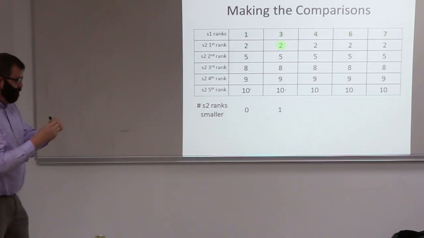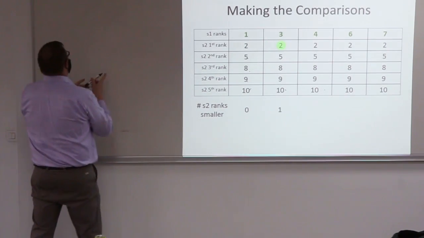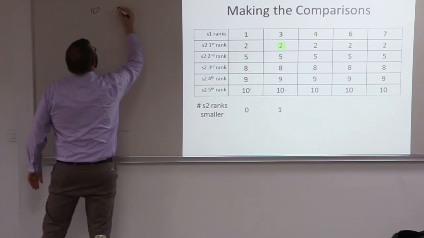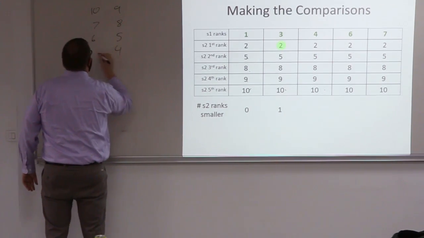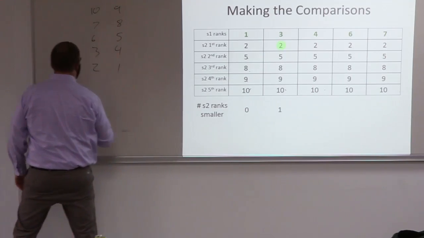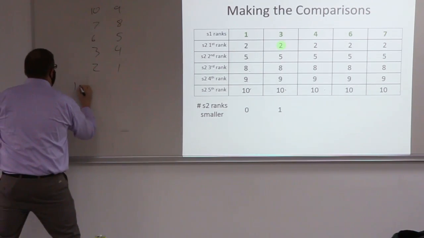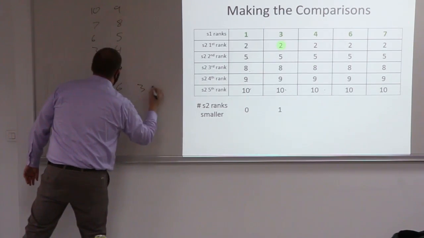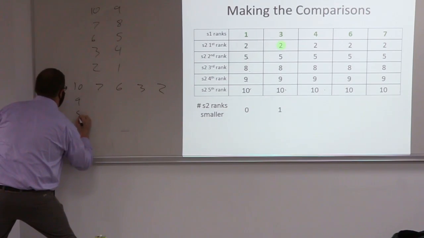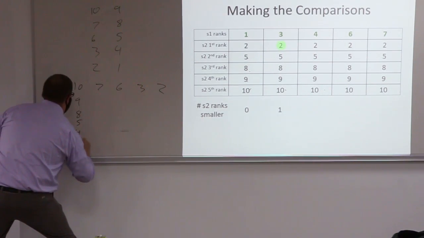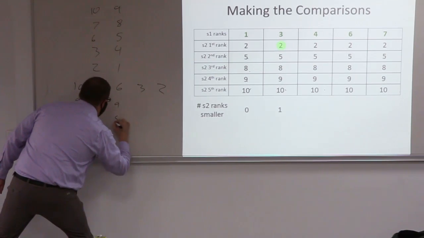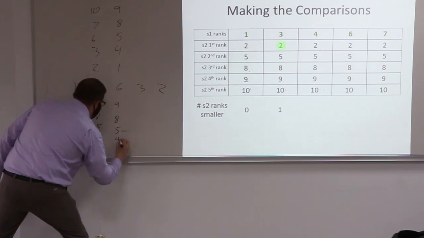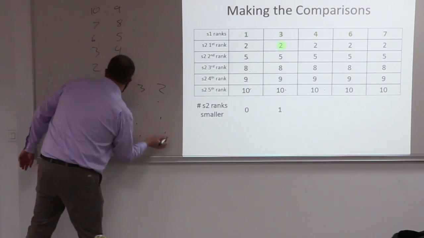So we have 10 ranks. Let's try to evenly distribute them. So 10, 9, 8, 7, 6, 5, 4, 3, 2, 1. So we have 10, 7, 6, 3, 2, 9, 8, 5, 4, 1, 9, 8, 5, 4, 1, 9, 8, 5, 4, 1. And you guys are clever enough to fill that in.